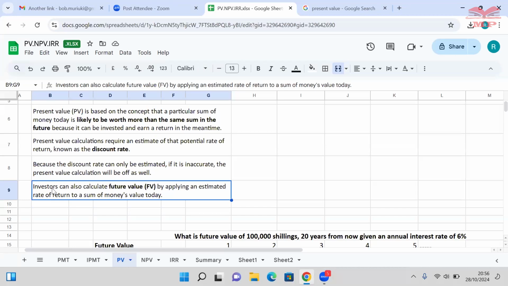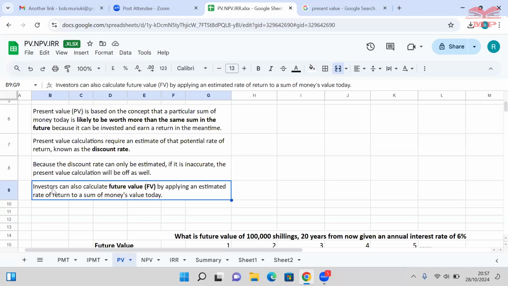Future value, you are here now, you have some money. Let's say you have 1,000,000 shillings. What will it be 10 years from now at, say, 8% per annum? The future value function allows you to calculate what the value will be in future. The present value function, you take some future sum of money and then try to work out what is its value today, or what must I invest today to arrive at that goal in the future.